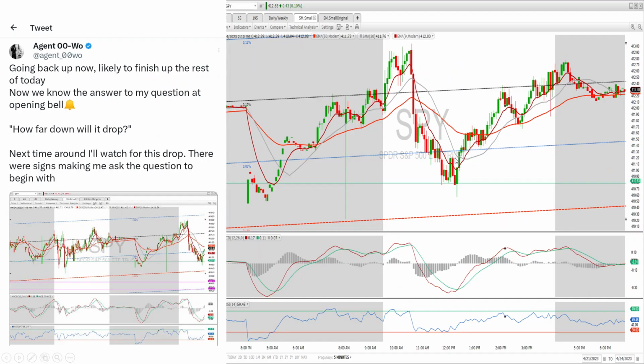Okay. Yep, going back up, up, up, up. So now we have the answer to my question that I asked at opening bell: how far will it drop? This is right here. So when I look back, actually, do I say it here? Oh yeah, next time around, I'm going to watch for this drop. There were signs making me ask the question to begin with. Meaning, earlier, the tweets that I showed you, I'm like, I'm going to wait for this thing to drop. But I kind of jumped the gun on that. Next time, I'm not going to jump the gun. There were signs there that it was going to drop.